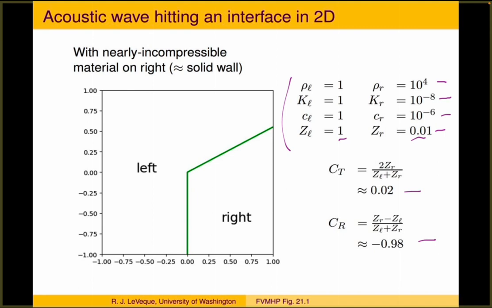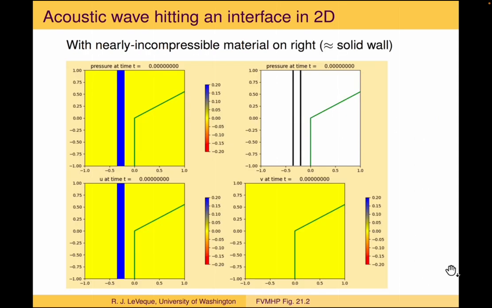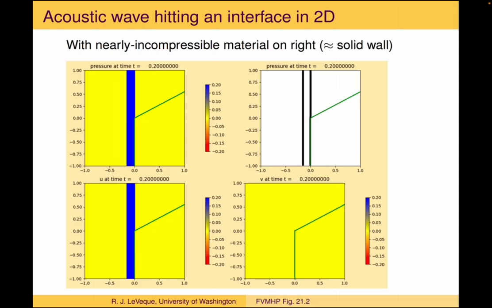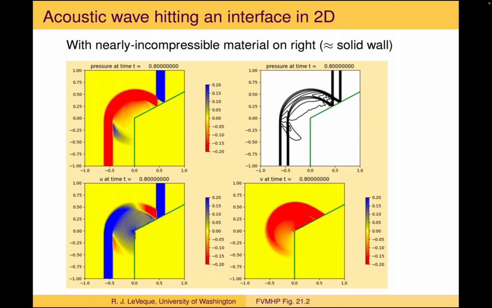So we have almost complete reflection at this interface, and it's really behaving more like a solid wall. You could even ramp up these values to larger values if you wanted to have it even more like a solid wall. And so here it's the same experiment as before, but with this case, and you can see that as it propagates, almost all of the energy is reflected in this case, and very little is transmitted into this other region.